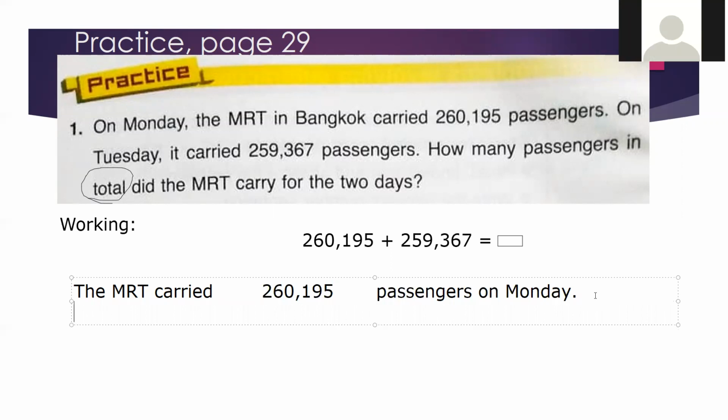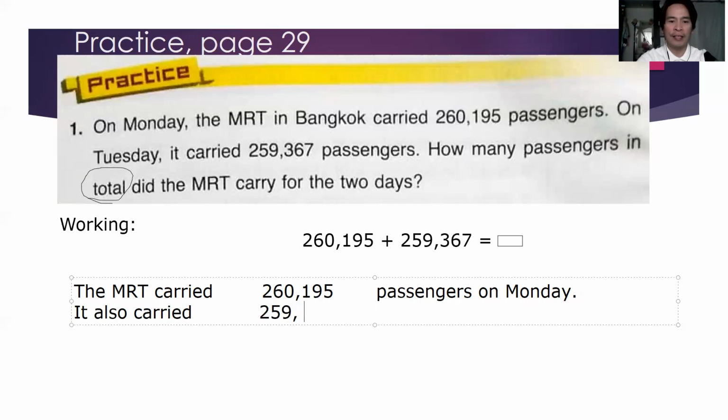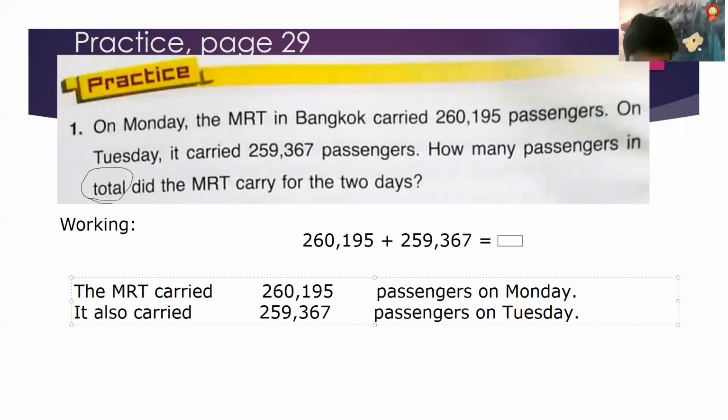And then the second sentence, okay, I'm going to use it. It also carried 259,367 passengers on Tuesday. Okay, that's my second sentence. Okay, are you writing? Yes. Okay, let me see. Yes, I'm already finished. Okay, very good.